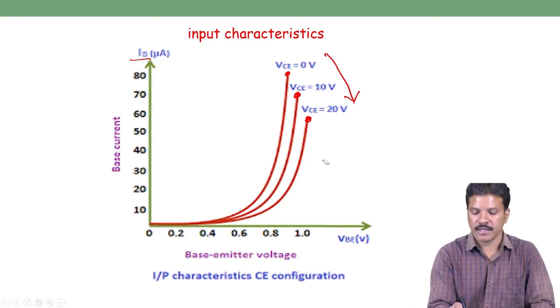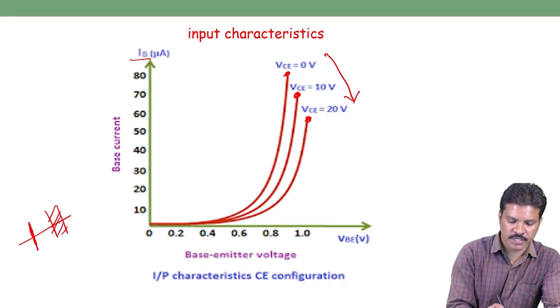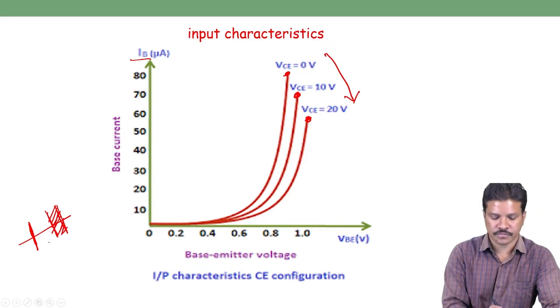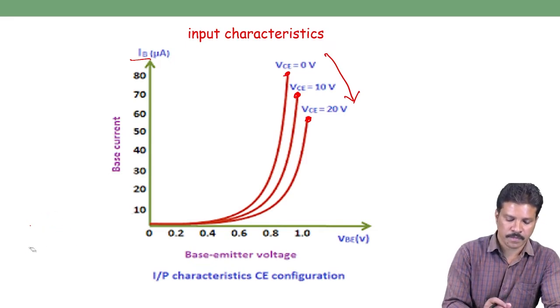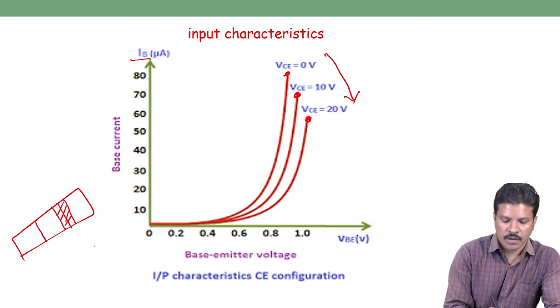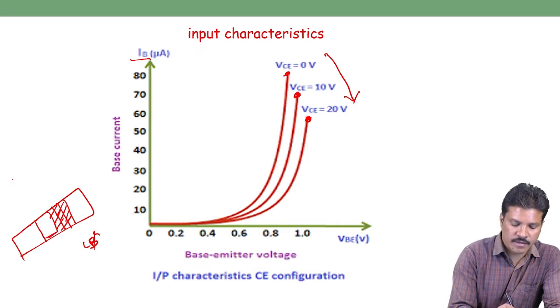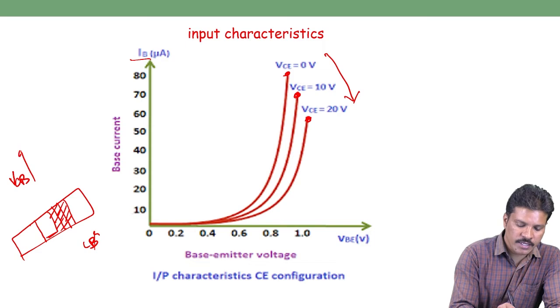What is the reason this current is decreasing? Very simple. There are 2 junctions: emitter base junction and collector base junction. When the collector base junction voltage increases, base width decreases. Base width decreases.